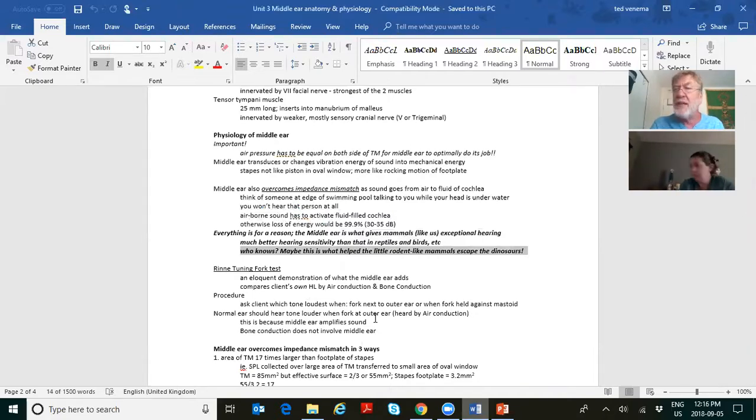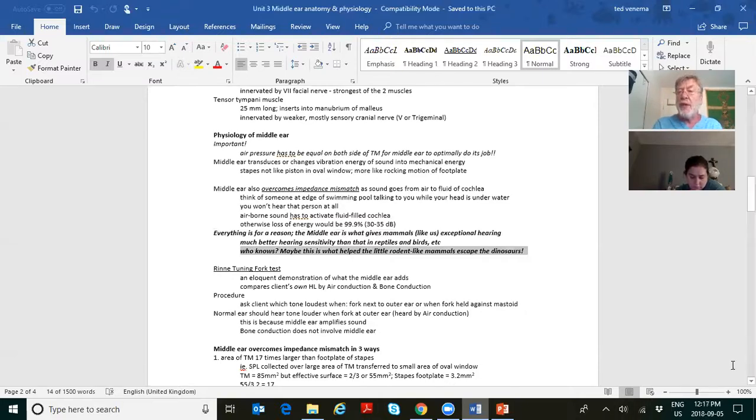Reptiles don't have a middle ear. Okay? They may have pieces of a cochlea, but they don't have a middle ear. So airborne sound has to be a lot louder to activate the inner ear of birds and reptiles. Not in mammals. Dogs and cats and cows and horses and humans, we have a middle ear. And the middle ear helps airborne sound overcome the impedance mismatch between air and fluid.